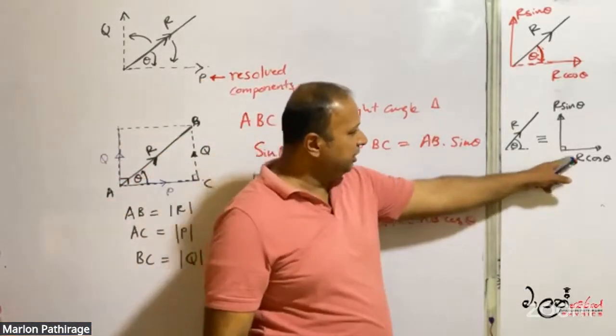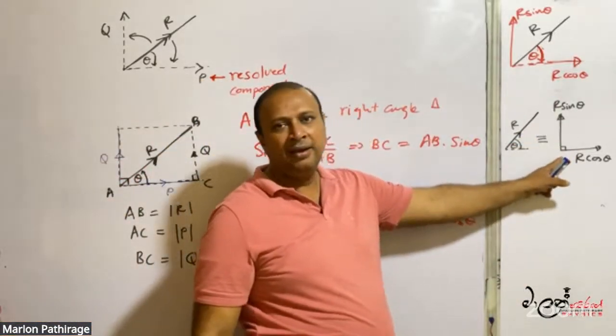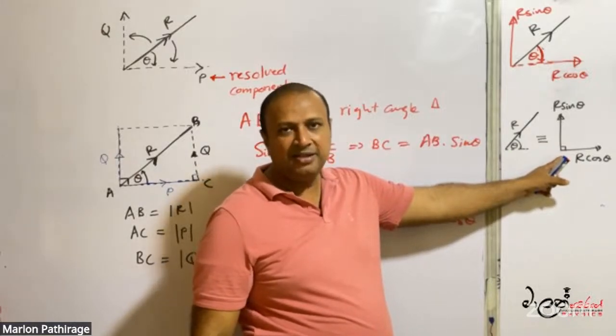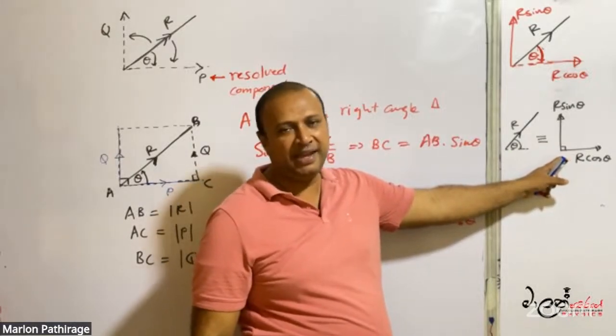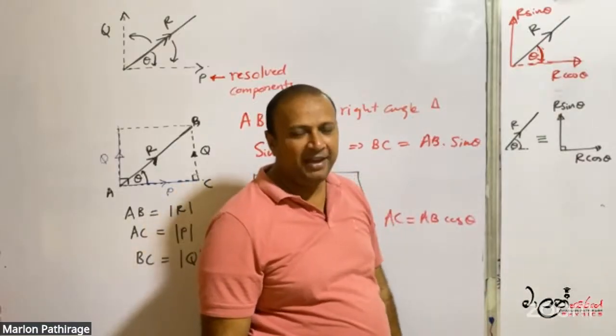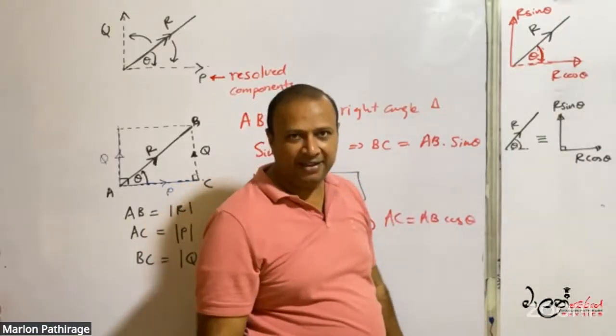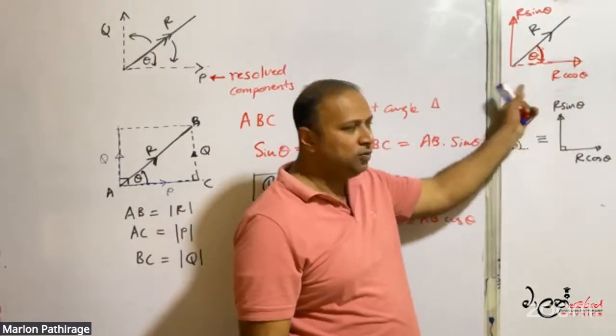Therefore, these two vectors should be at the same point. And other thing is, definitely there should be two components.